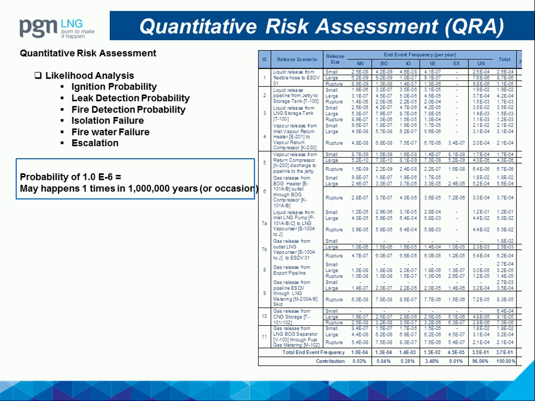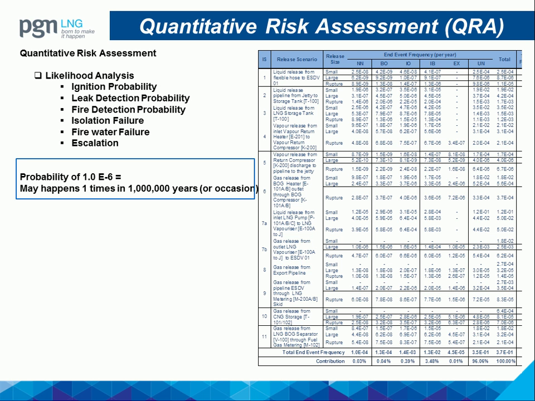So if you see 1 to the power of minus 6, the probability of 1E minus 6, it means literally or figuratively that it may happen one time in 1,000,000 years, but this one time can happen 1,000 years from now, or it can happen 1 minute from now. So you need to understand this numerical value.